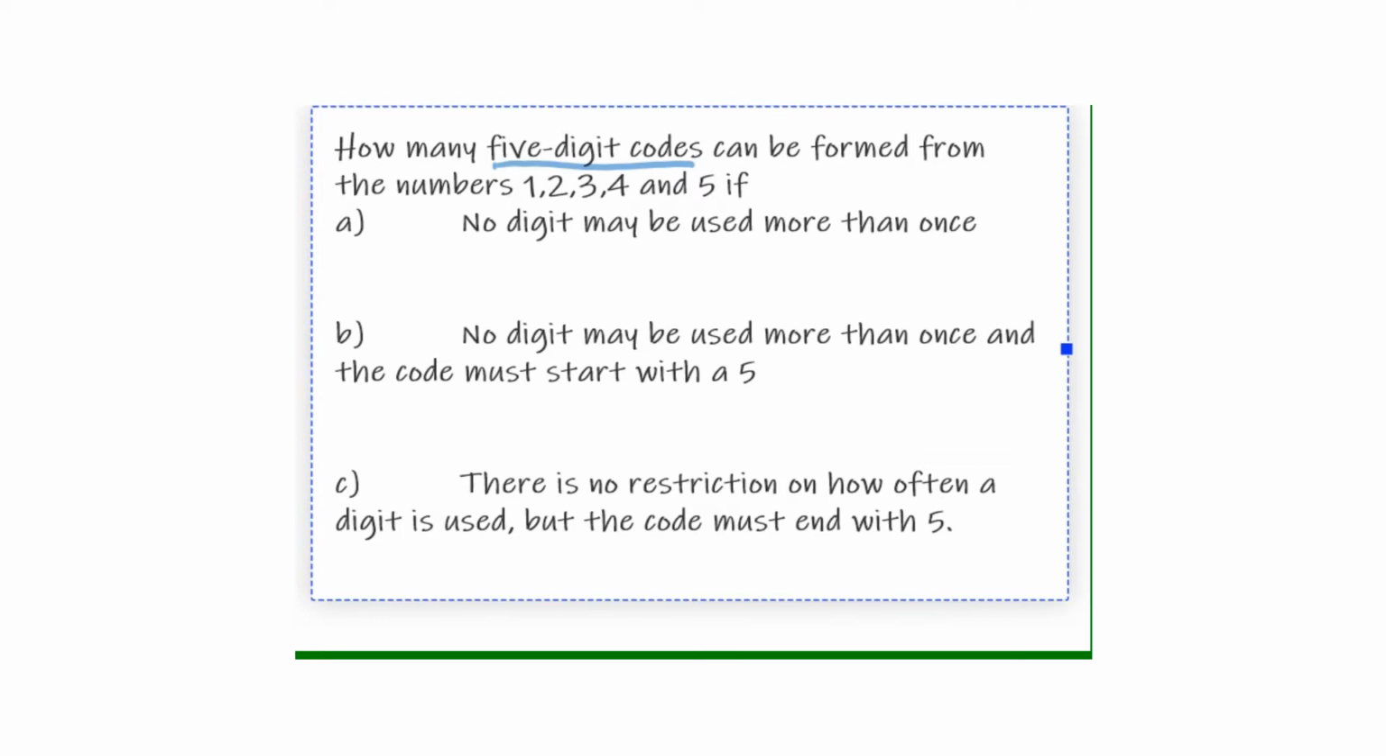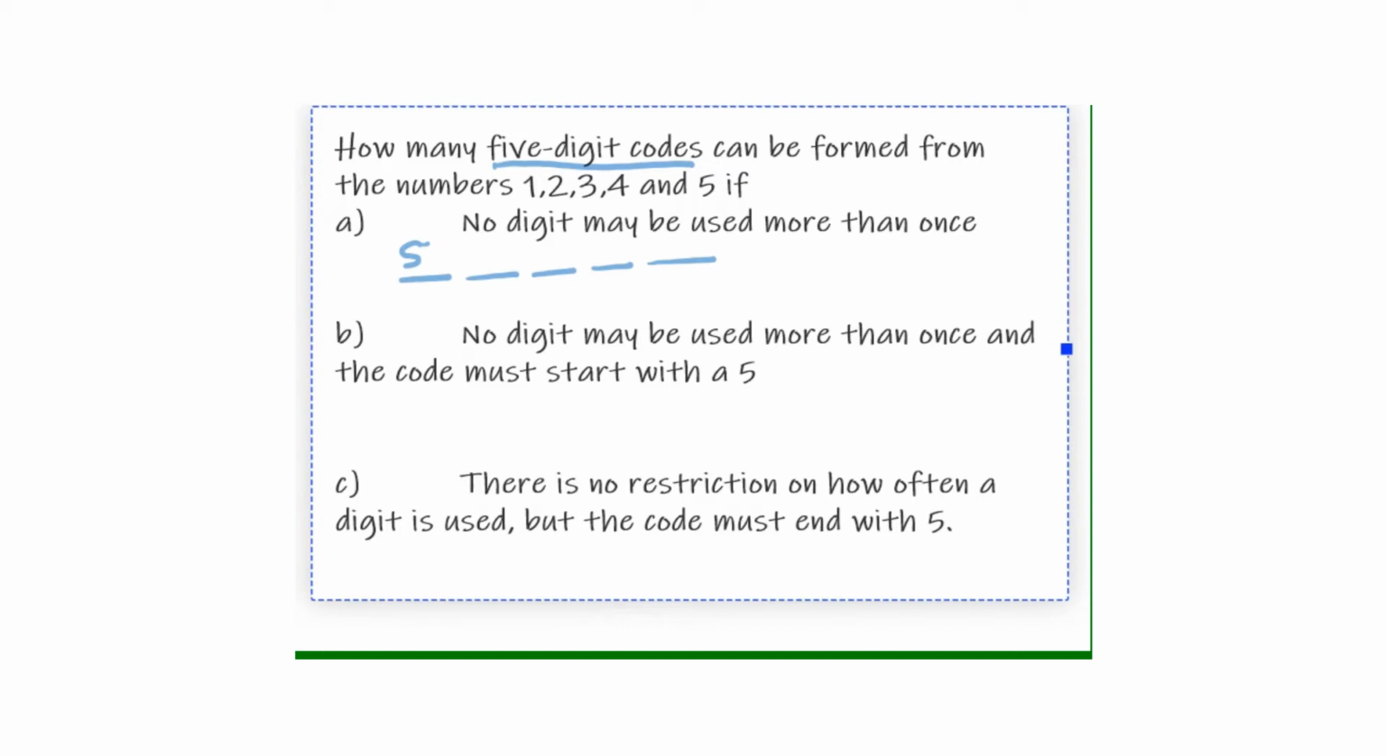So if no digit can be used more than once, the most important thing is let's create our positions. We are saying it's a 5-digit code, which means it must have 1, 2, 3, 4, 5. So no digit must be used once. What this simply means is that you cannot repeat digits. Once used, it's used. So on position number 1, we can use any of the 5 digits, but we are not allowed to repeat.